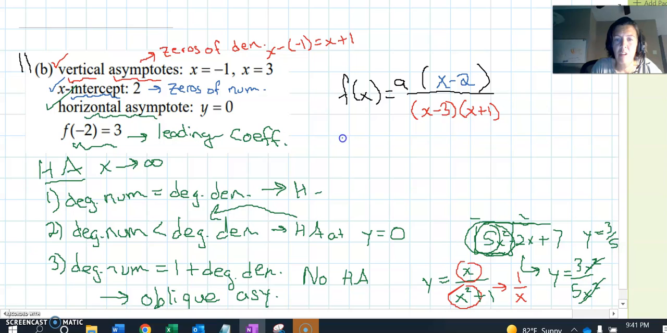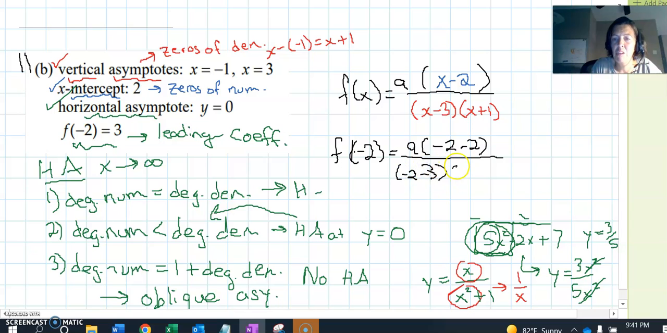Let me try to do this quickly. So if we plug in, oops, it's supposed to be a parentheses, negative 2 for x, I have a times negative 2 minus 2. Change all those x's to negative 2's. Negative 2 minus 3. Negative 2 plus 1. So this is negative 4 times a on top. Negative 5 times negative 1, so positive 5, right? And this is supposed to equal 3 as our output. So we want to solve for a so that this is equal to 3.